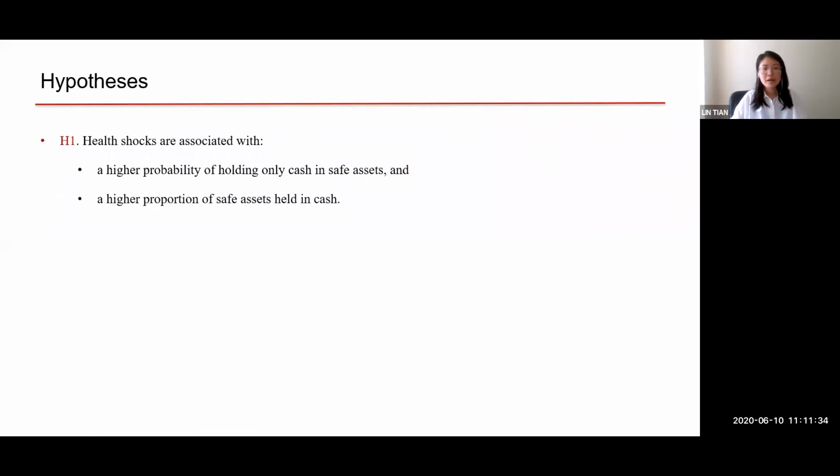And before our empirical analysis, we made three hypotheses. The first one is twofold. It says, if you experience a health shock, then you're more likely to hold only cash in a safe asset, and you tend to hold a higher proportion of safe assets in cash. So remember that in our study, we focus on the middle-aged and the aged elderly people in rural China.